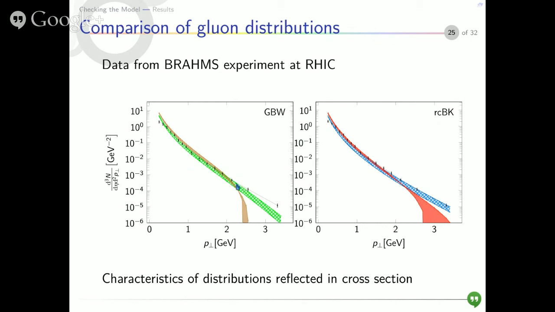But anyway, the point is that these black points show the actual experimental data that come from an experiment at the Relativistic Heavy Ion Collider, the one in Long Island. If you look closely, you can see that this GBW model overshoots the data at small momenta and undershoots it at high momentum. The RCBK, the one based on the quantum field theory, is a little closer. It's more accurate at small momentum, and it's still low, but it's less low at high momentum.